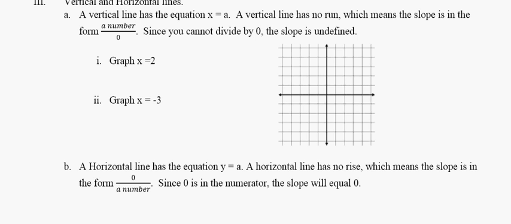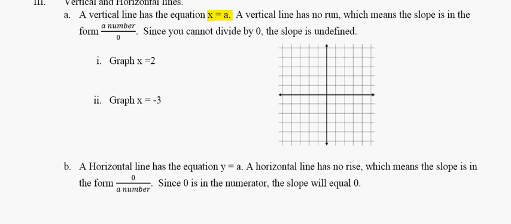Okay, now we're going to talk about vertical and horizontal lines. People tend to get these confused, so hopefully I'll give you a couple of ways to remember when you have a vertical line and when you have a horizontal line. Let's first talk about vertical lines. Vertical lines go up and down. Vertical lines are always in the form x equals a number.